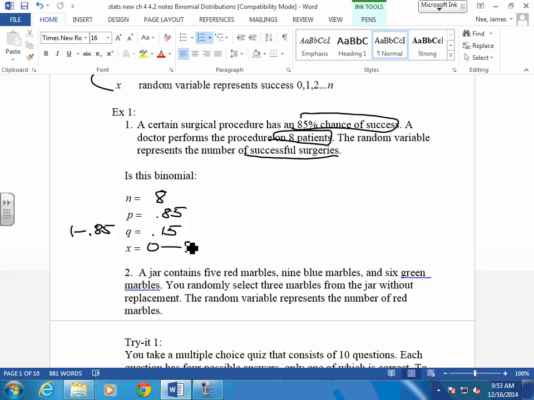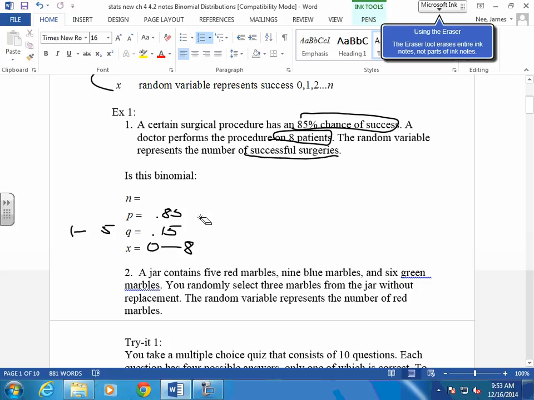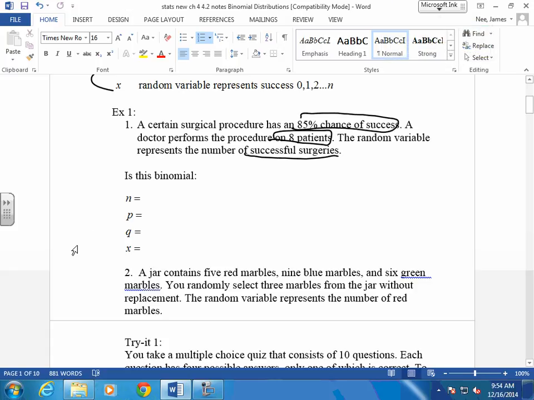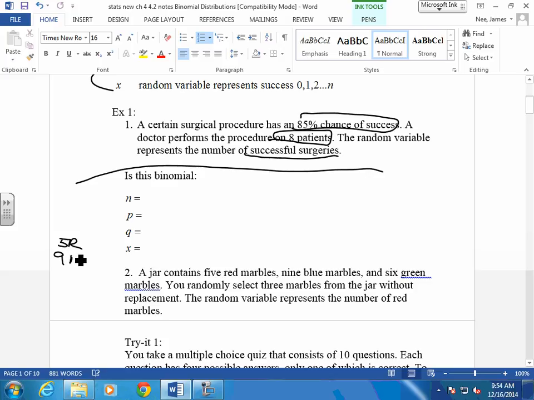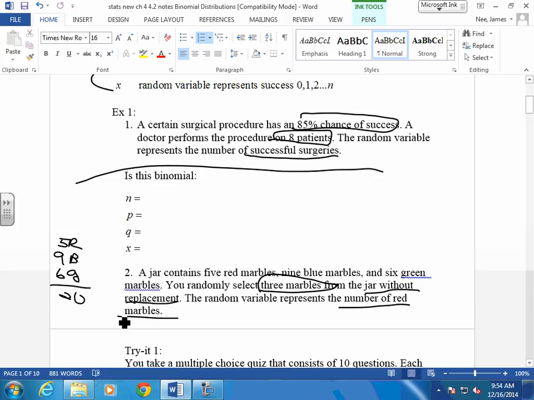Okay, now I'm going to erase this, and I'm going to use this same P and Q setup for the one below here. A jar contains 5 red marbles, 9 blue marbles, 6 green marbles. Altogether it has 20 marbles. You randomly select 3 marbles from the jar without replacement, and your random variable will represent the number of red marbles that you pull. How many times are you going to run this experiment? 3. I got to get 3 marbles.